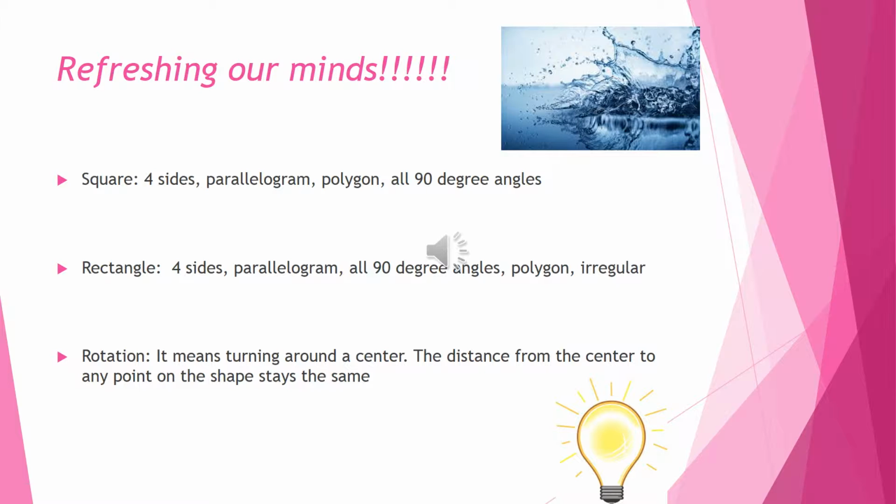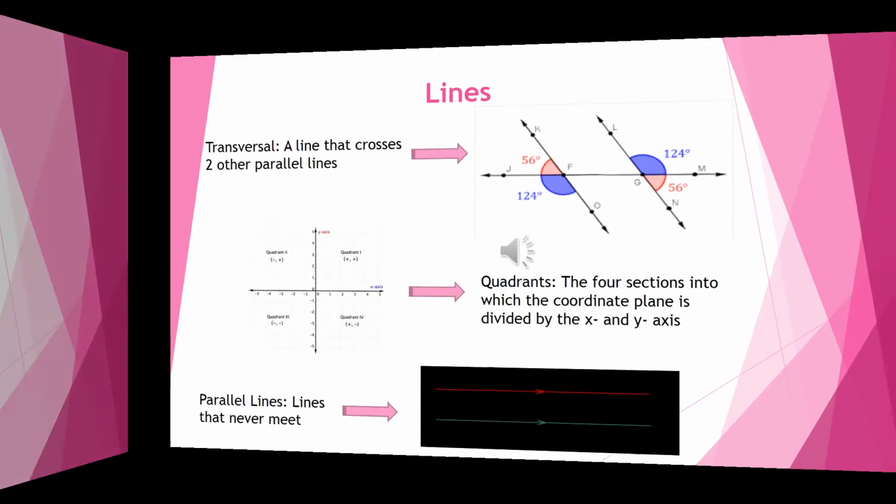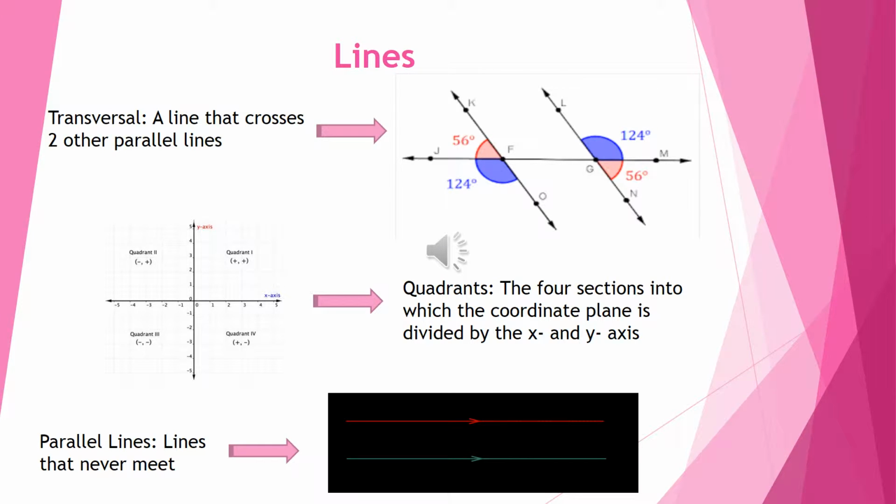Now let's proceed further and delve deeper into the slideshow. Let's start with the subject of lines. So here we can see that we can have a transversal line, quadrants, and parallel lines. A transversal line is a line that crosses two other parallel lines.